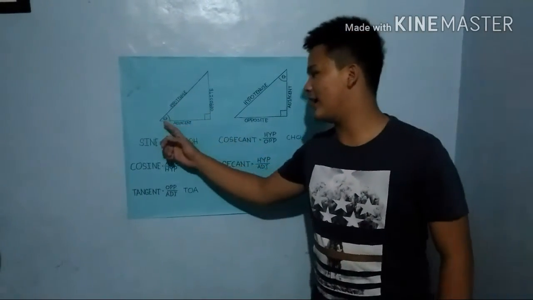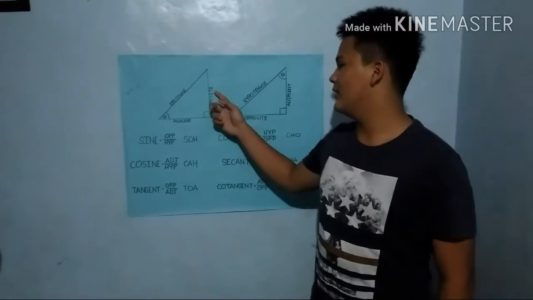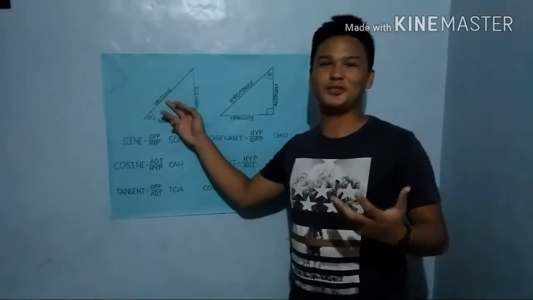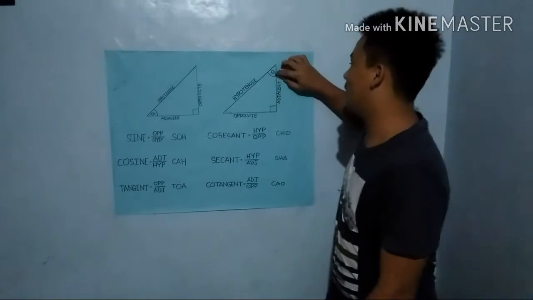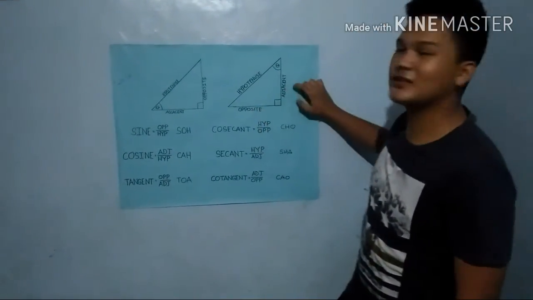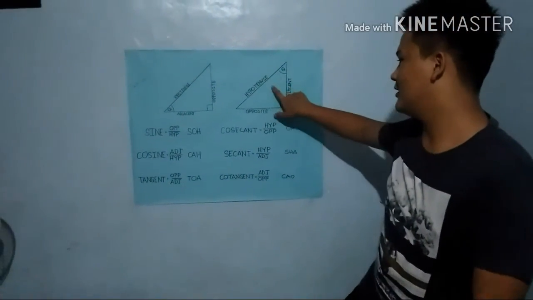And if your reference angle is here, the opposite leg is here, and the adjacent side is here. And we all know that the hypotenuse is the longest side of the triangle. But if the reference angle is placed here, your opposite side will be here, and your adjacent side will be here, and the hypotenuse is here.